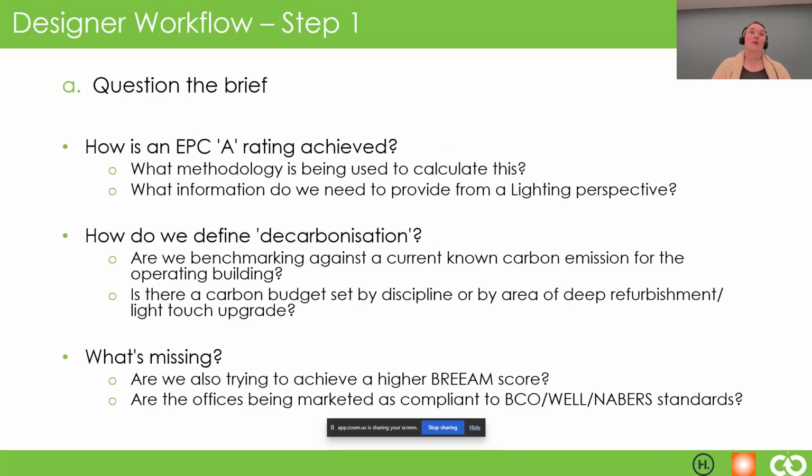So then we've got to question that brief, right? So how do we achieve an EPC-A rating? What methodology is being used to calculate this? What do we need to provide from a lighting perspective? And the short answer is, for many of these fluorescent retrofits, it's just increasing the efficiency of the electrical systems, right?